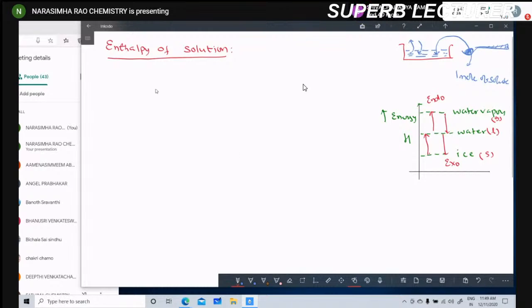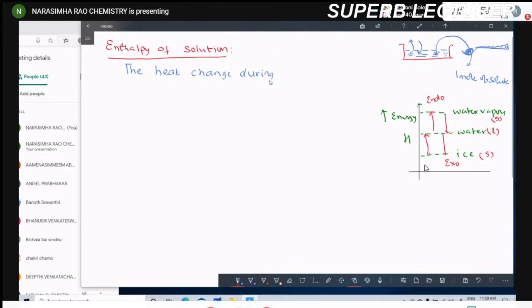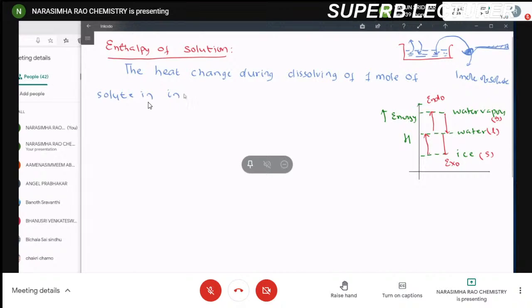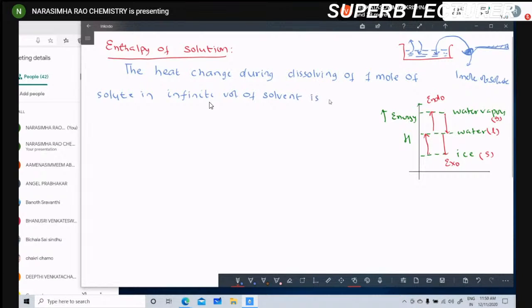Yes, sir. Right. The heat change during the dissolving of 1 mole of solute in an infinite volume of solvent is called the enthalpy of solution.